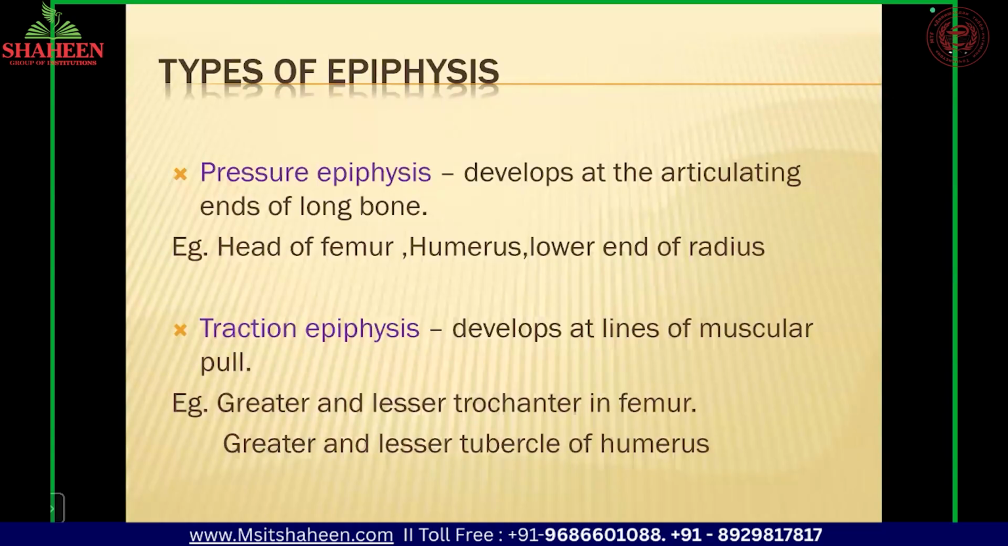Okay, so they are developed at the articulating ends of the long bone because of the continuous pressure. In the case of traction epiphysis, it develops at the lines of the muscular pull. So the area where you have the maximum muscular pull, on that area the traction epiphysis will be developed. The examples are the greater and lesser trochanter in femur and greater and lesser tubercle of humerus. So the head of the femur, humerus, lower end of the radius are the examples for the pressure epiphysis. The traction epiphysis examples are greater and lesser trochanter of femur, greater and lesser tubercle.